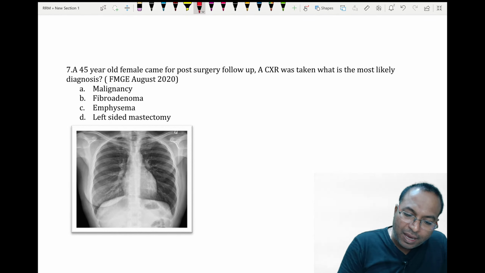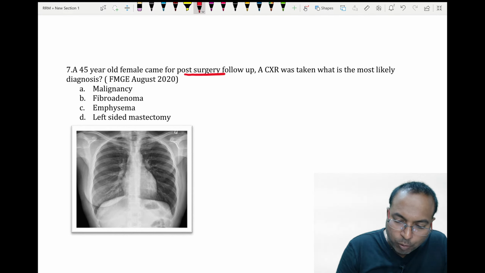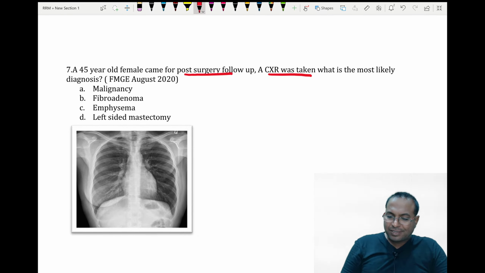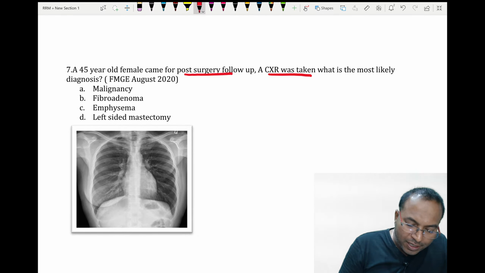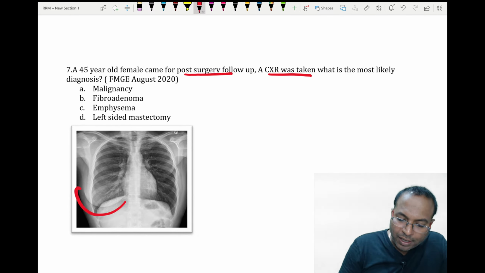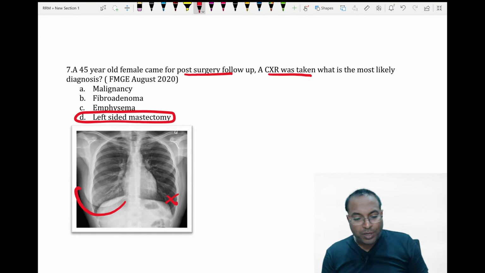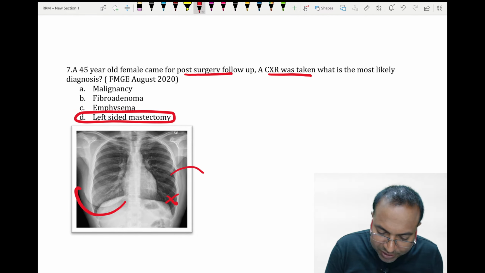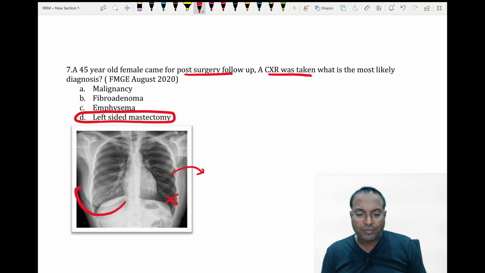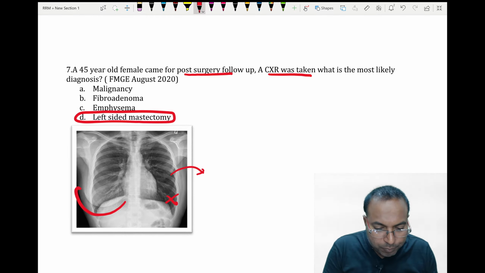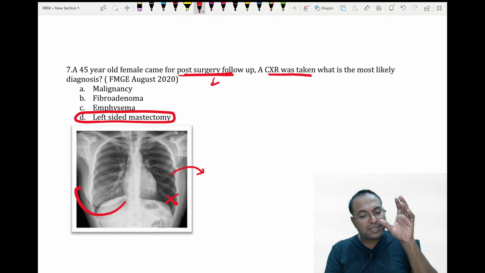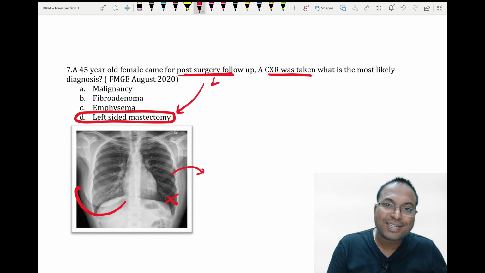A 45-year-old female came for follow-up post-surgery. X-ray was taken. What is the most likely diagnosis? This is actually a radiology question. You can see here, this is the breast shadow, and the breast shadow is not seen here. So the answer is left-sided mastectomy. Many students marked this as something like emphysema. You should read the question very carefully. They are telling post-surgery follow-up, which is a clue that some surgery has been done. That is a clue of mastectomy.